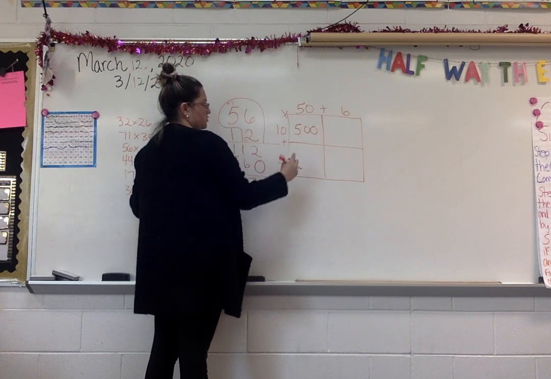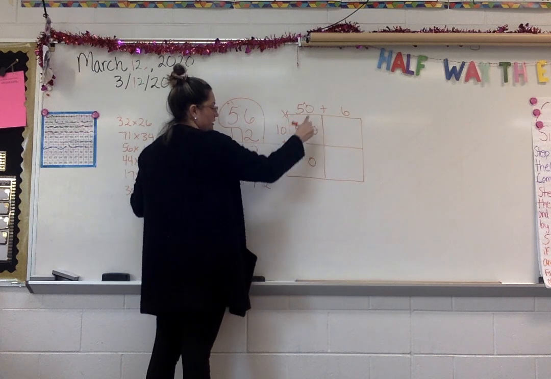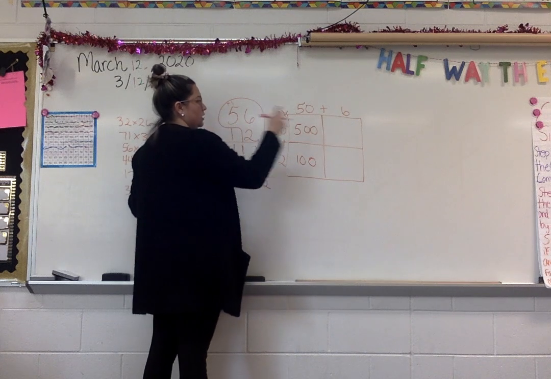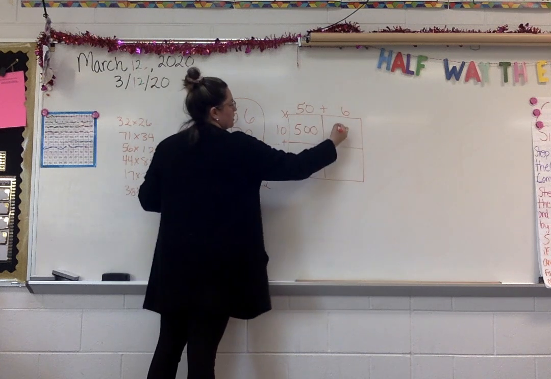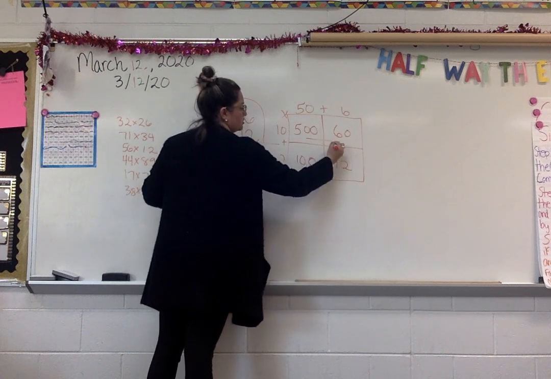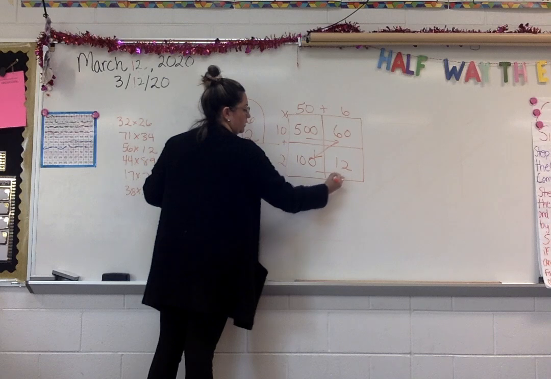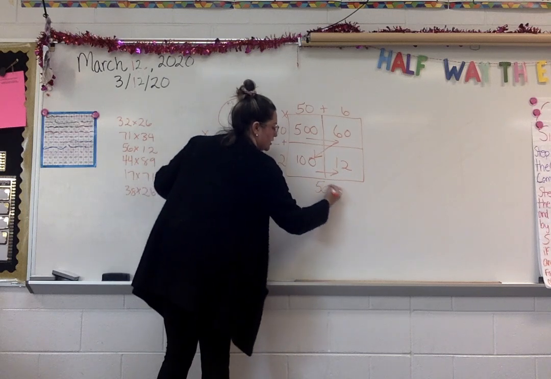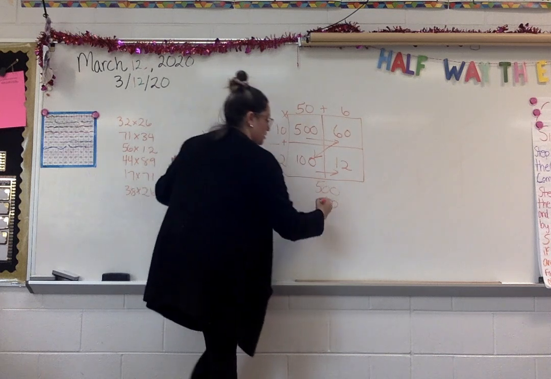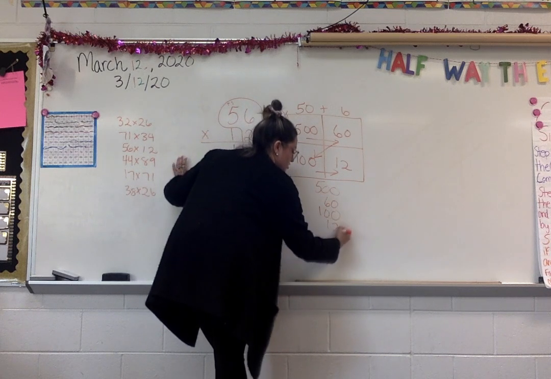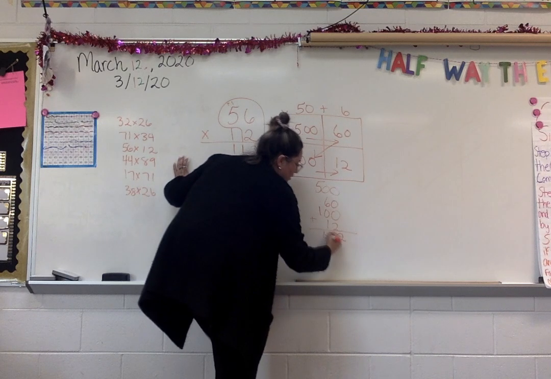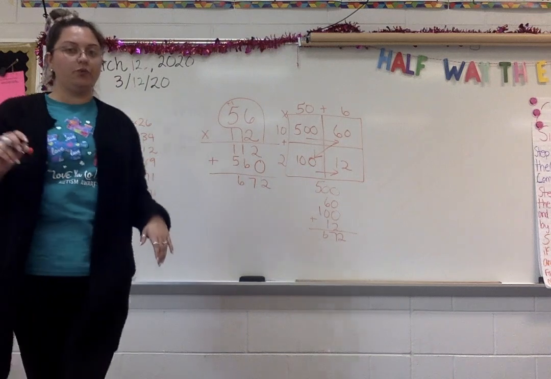Now I'll do 50 times 2. I have 1 zero, and 5 times 2 is 10, so you should get 100 in this box. Then you have 6 times 10, which will give you 60, and 6 times 2, which would give you 12. So we're going to follow our order. So you should have 500 plus 60. Make sure you're lining up your place values. Plus 100 plus 12. So I would still get 672.